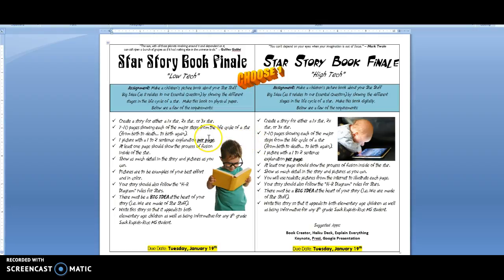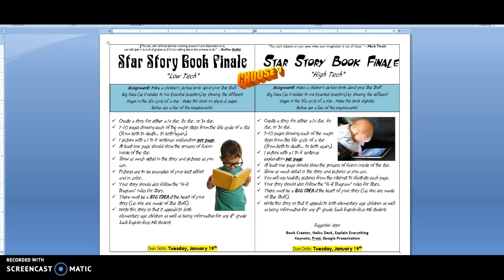And since it's a children's book, that's the big piece right there. A children's book is very visual. You have a lot of pictures and only a little bit of text, and that's how this book should be as well. In either case, your story is really going to be either a 1x star story, or the story of a 2x star, for example, or a 3x star. It should be 7 to 10 pages long for each of the major steps in the life cycle of a star. And if you think about it, it's not that difficult to come up with 7 to 10.